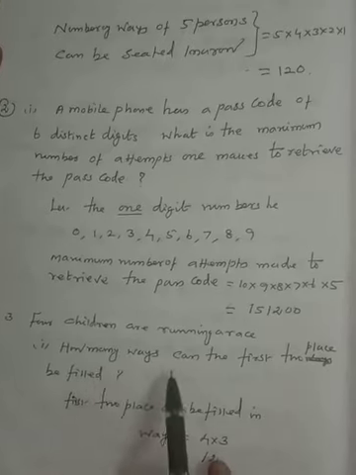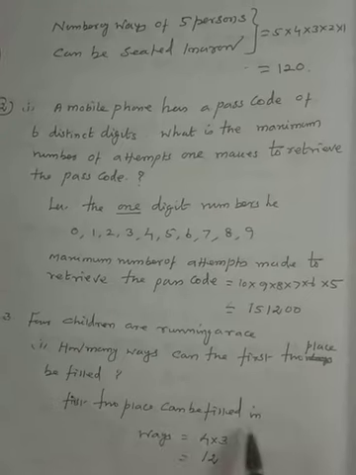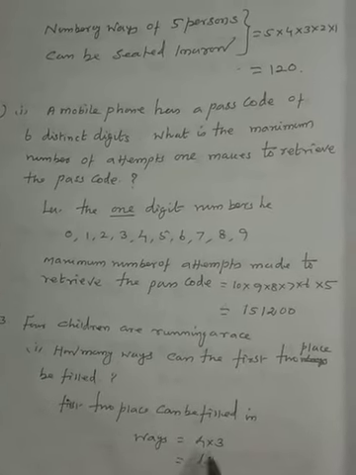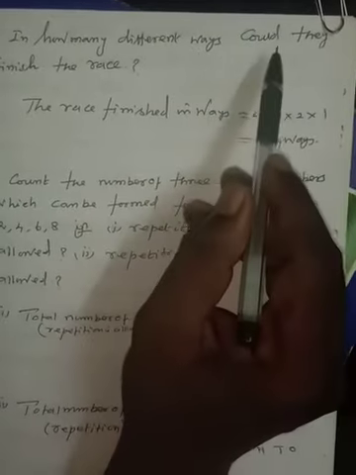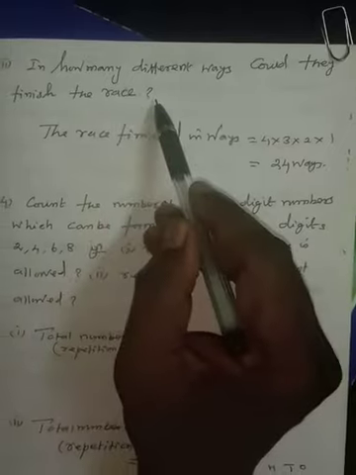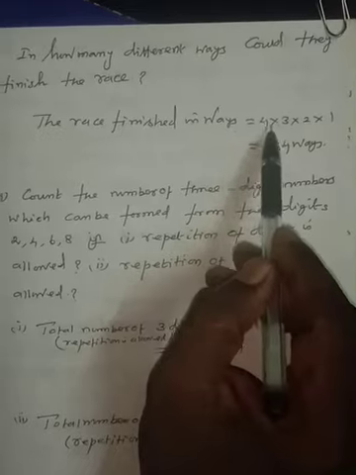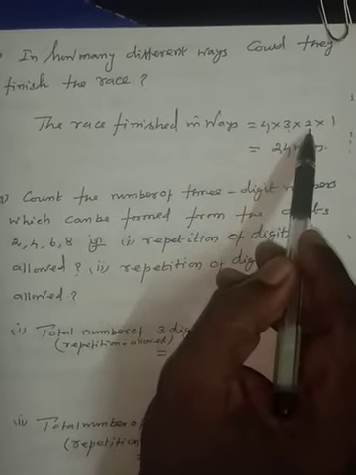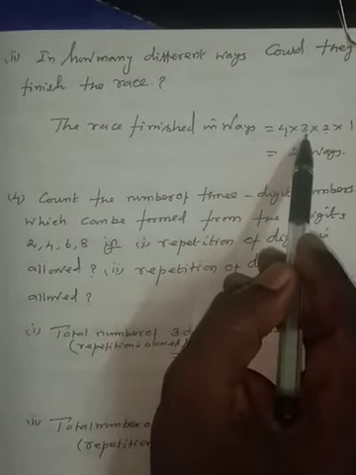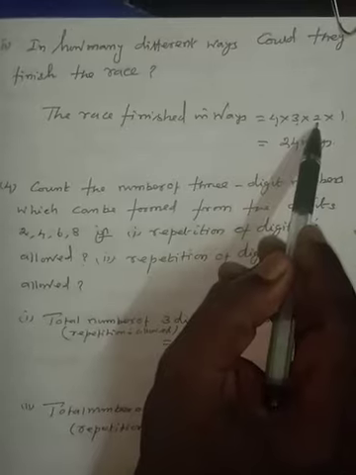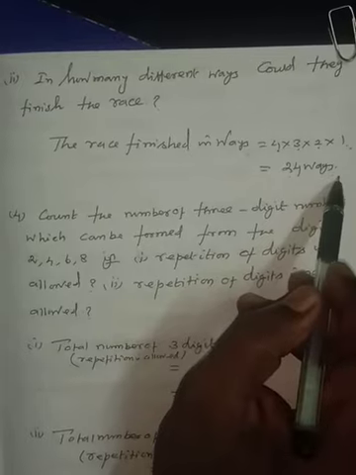Problem number 3. 4 children are running in a race. In how many ways can the places be filled? The first place can be filled in 4 ways, the second in 4 minus 1, which is 3 ways. So the first 2 places can be filled in 12 different ways. The race can finish in 4 into 3 into 2 into 1 ways. 4C1 is 4, 3C1 is 3, 2C1 is 2, 1C1 is 1, so totally 24 ways. Question number 4.